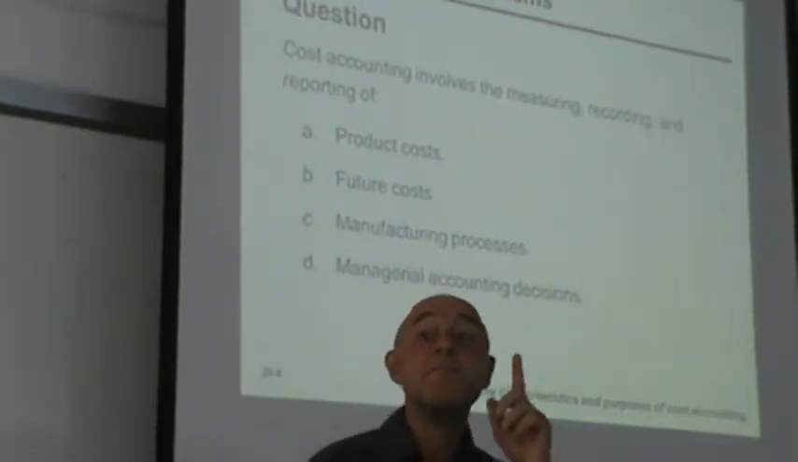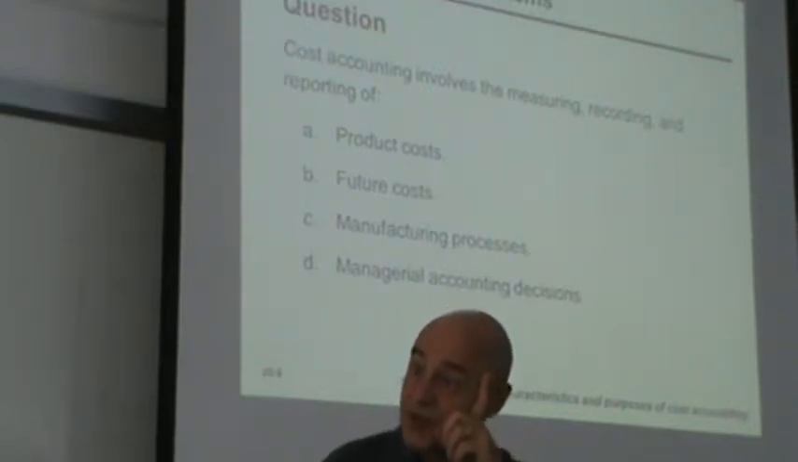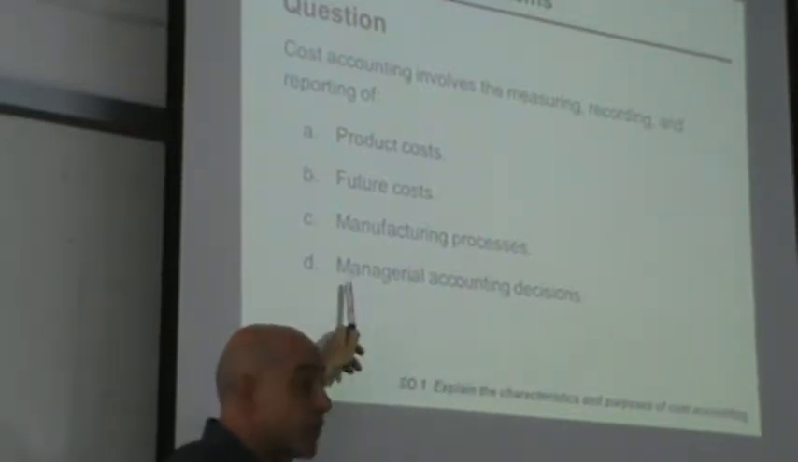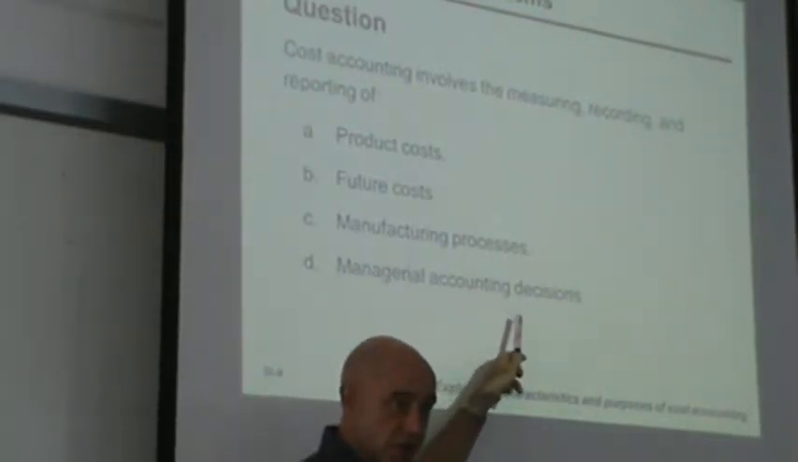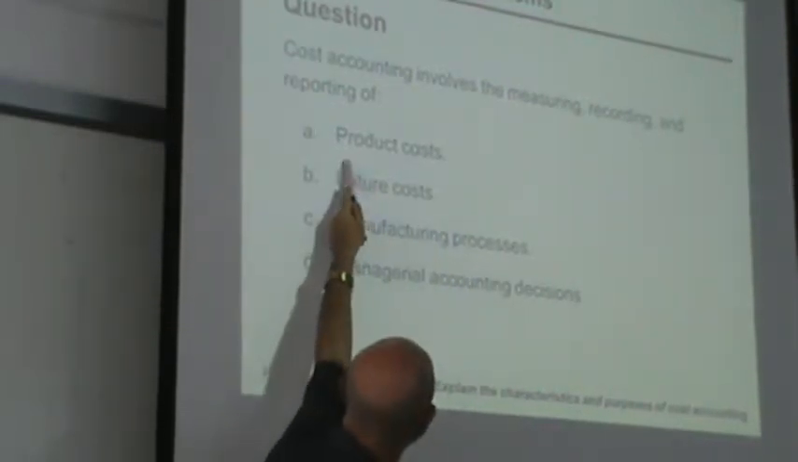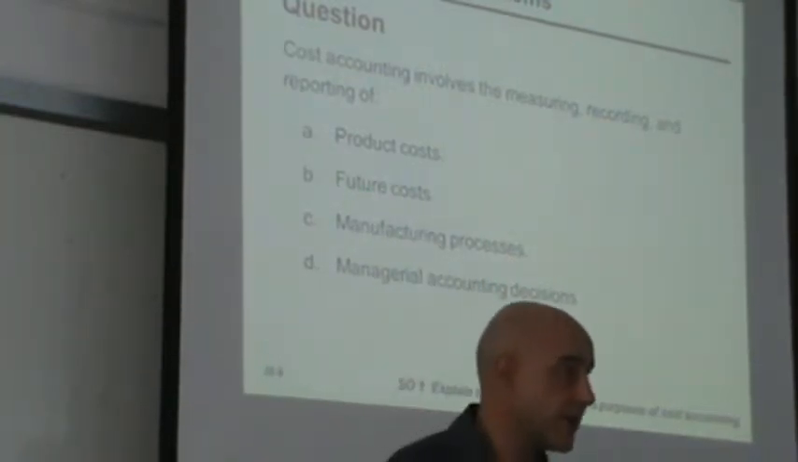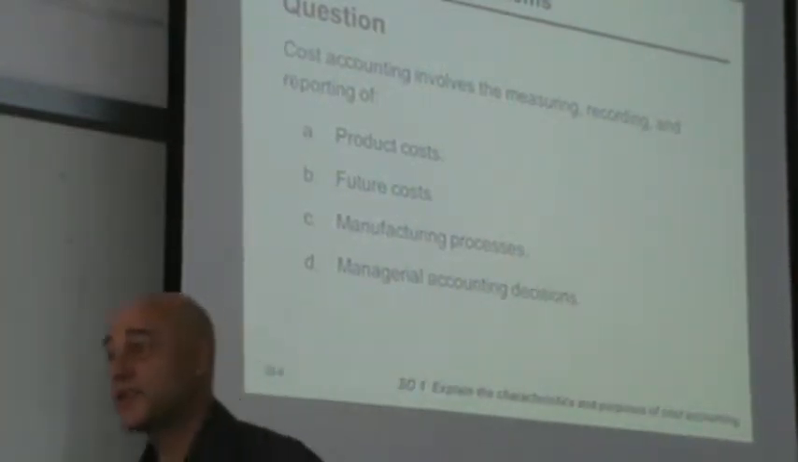Now, managerial accounting is about information to make managerial decisions, okay? But cost accounting is simply about product costs, okay? Easy. Next one.